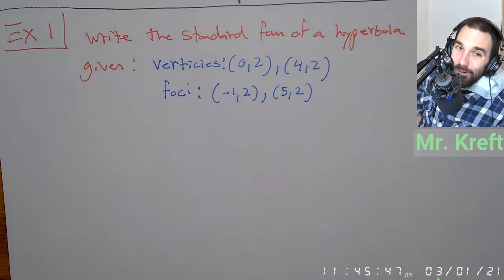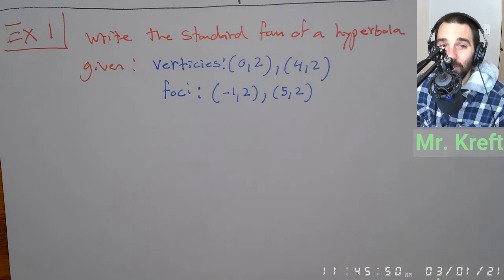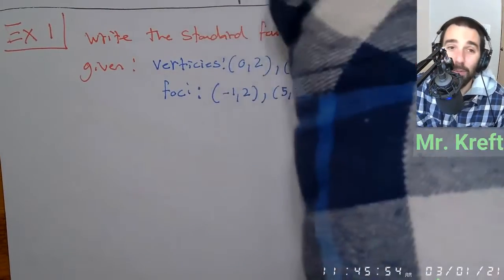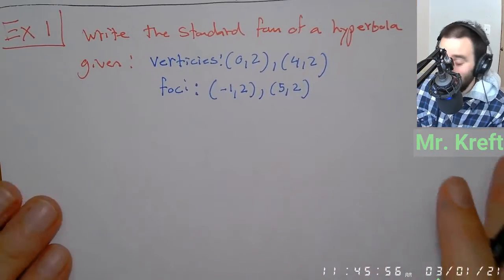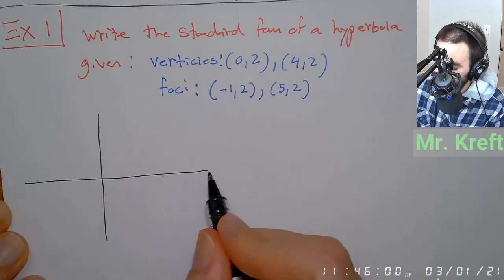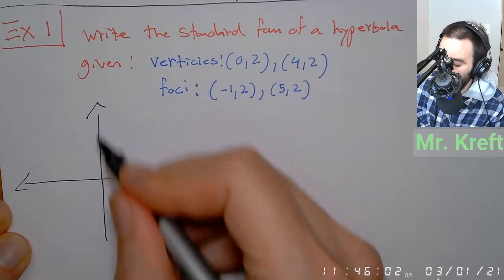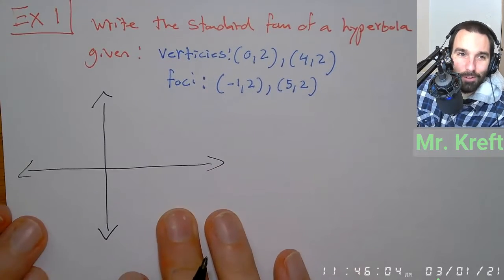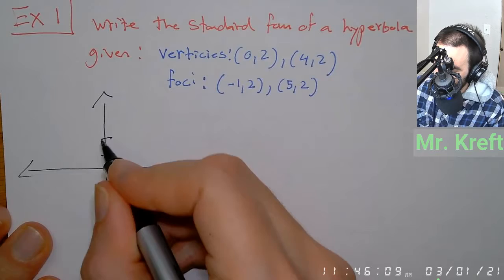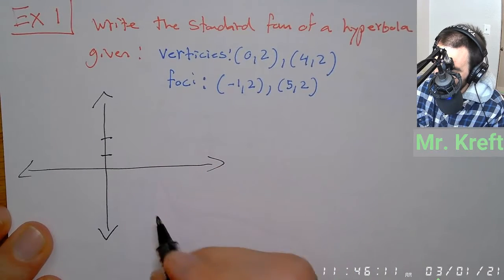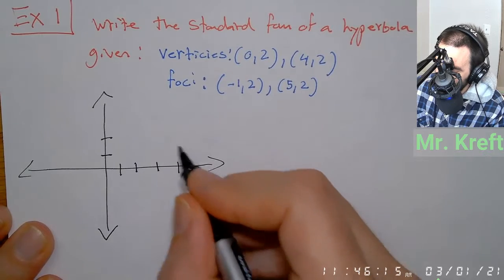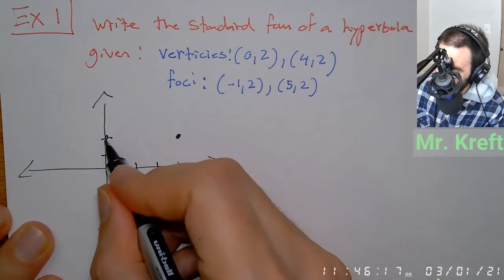All right, so how are we going to do this? First things first, we need a picture. We need a picture so badly. I'm going to sketch a picture and give myself lots of room, because the biggest graph is the best graph. So the vertices are at (0, 2) and (4, 2). There are my vertices.